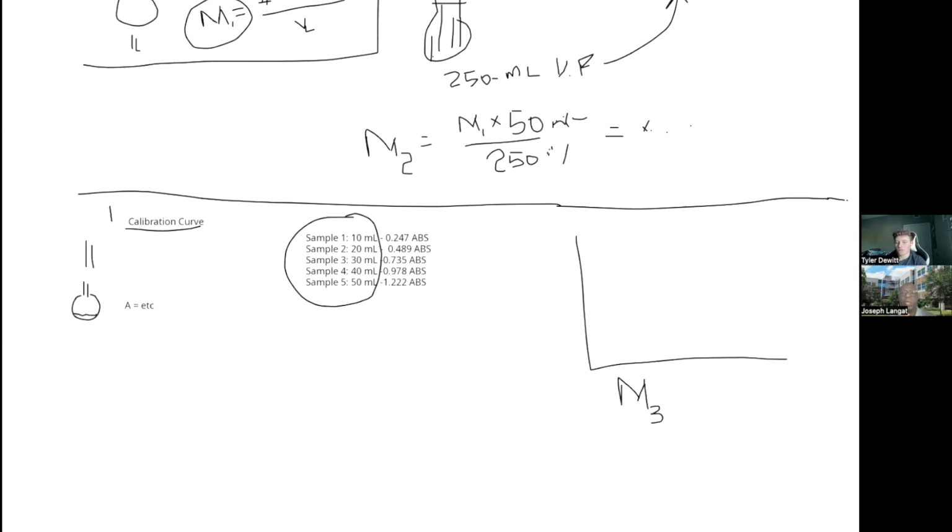So we need to have M3. Remember, we already have M2 here. M3 is the concentration of the iron 2 complex, which was absorbing light at your specific analytical wavelength. This was the complex of iron 2, Fe.